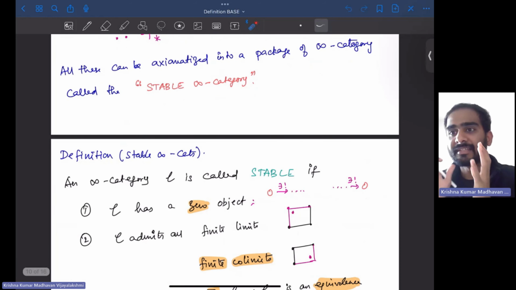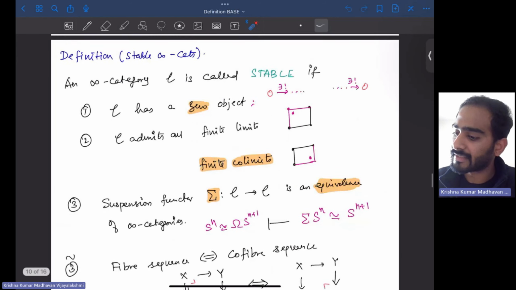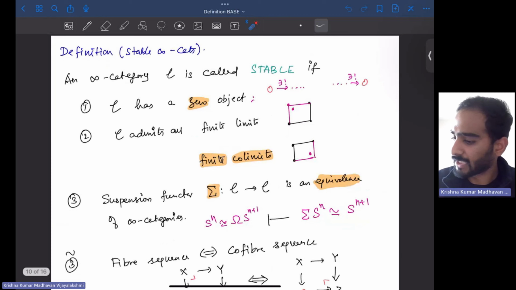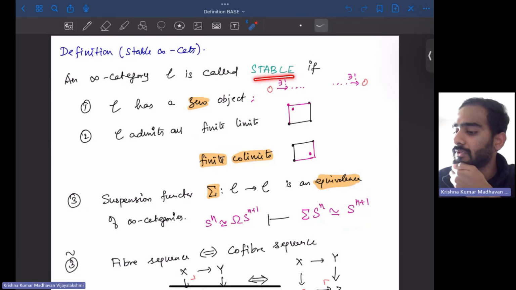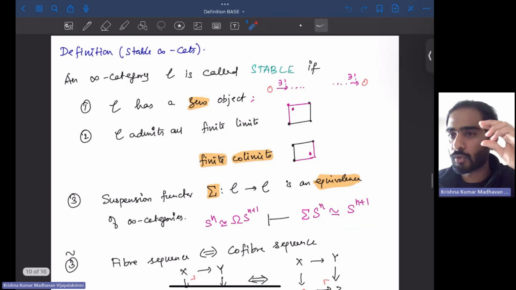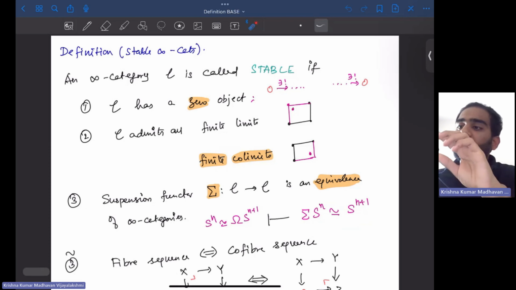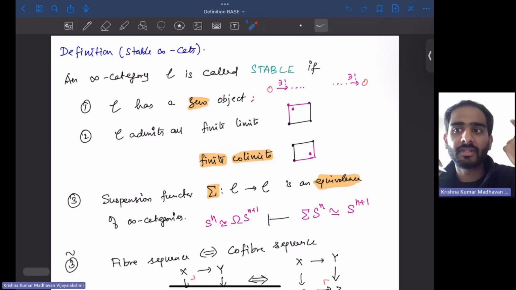All these objects sit in a very natural environment, which is called the stable infinity category. And this category is defined as follows. Any infinity category is said to be stable if it has a zero object in particular. This zero object is both initial and final at the same time, so the map into it and the map out of it is a unique map.